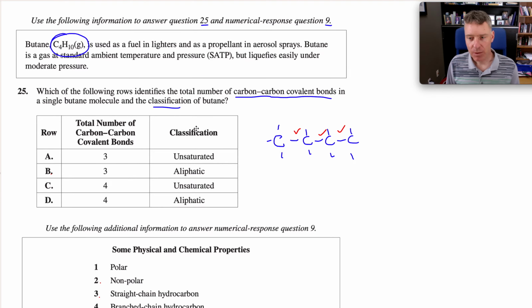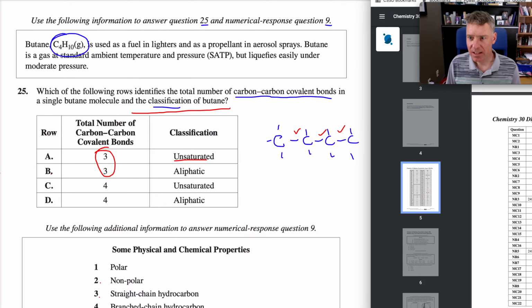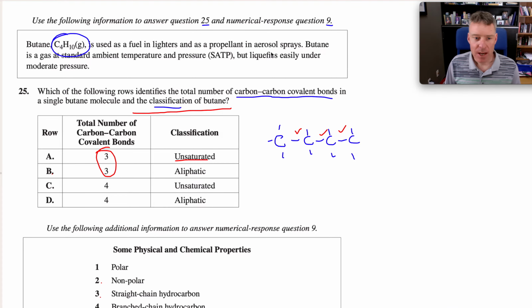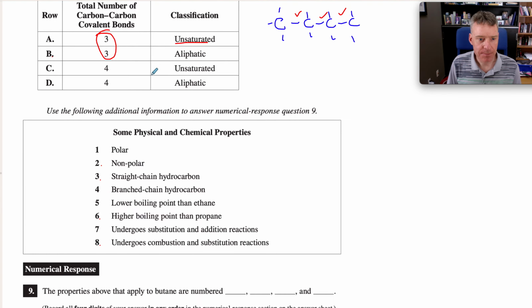Okay. Then what's the classification? I really don't like this question. It's kind of a play on exactly what is classification, but this is unsaturated versus saturated. So again, not the type of question that I love, but that's what they've put in. Down to number 9.